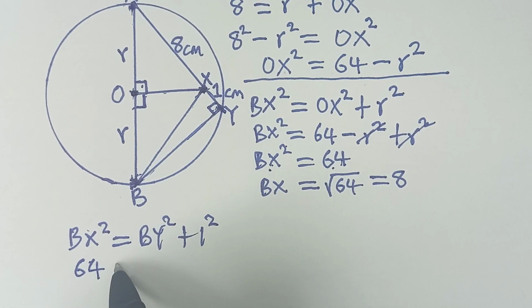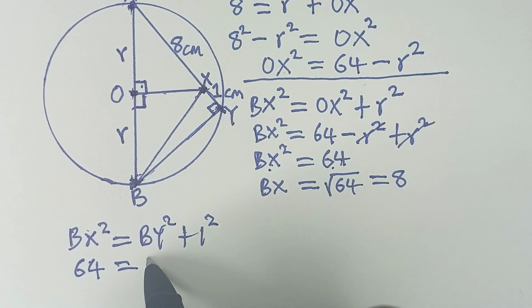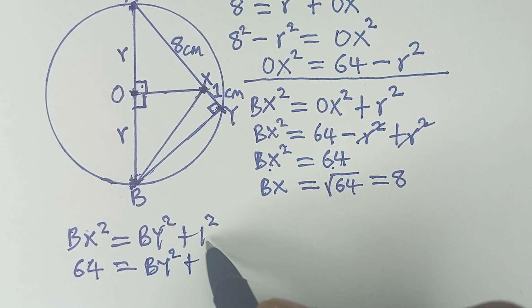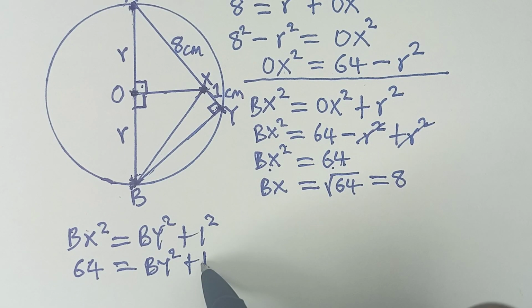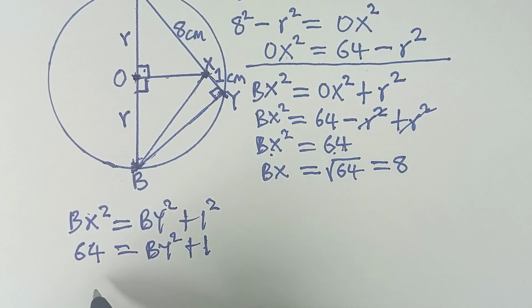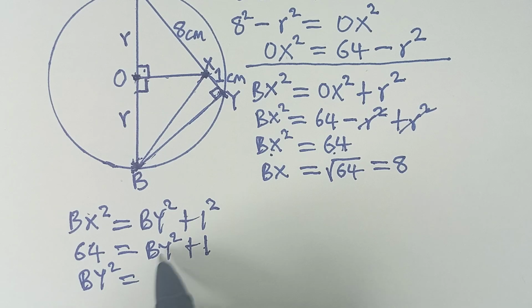So 64 is equal to BY square, which is what we are looking for, plus the square of 1, which remains 1. So 1 square is 1. So I can continue by saying that BY square, I can leave this BY square and take this 1 to this side. Let me write it first. BY square is 64. 64 is still on this side.